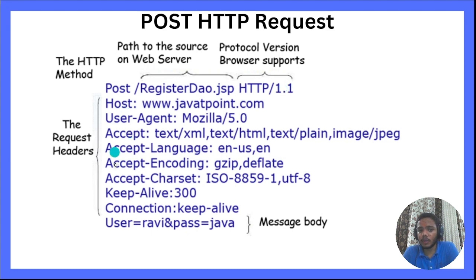Now here it has request headers. You can understand them as I explained: Host is from where the request is being generated. User-Agent is what type of browser or device the user has. It accepts text, XML, different types of images, and JPG also. It accepts the language, and there is encoding also. The character set and the encoding of the character set is provided. Keep-Alive 300, and the connection is also keep-alive.